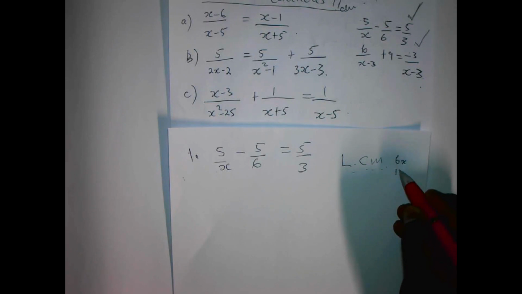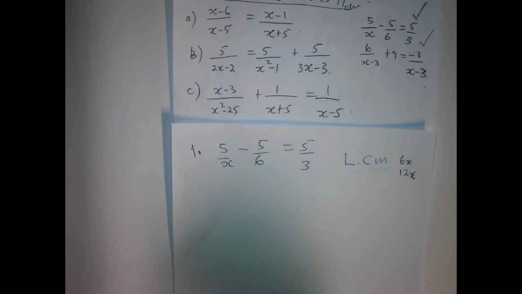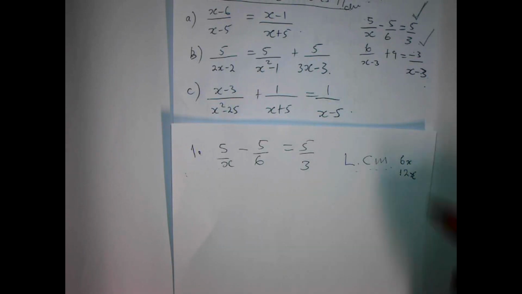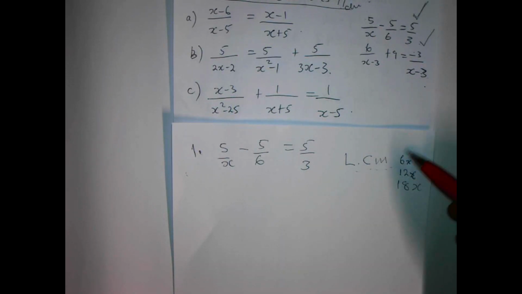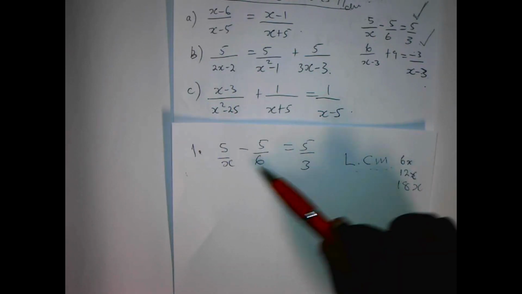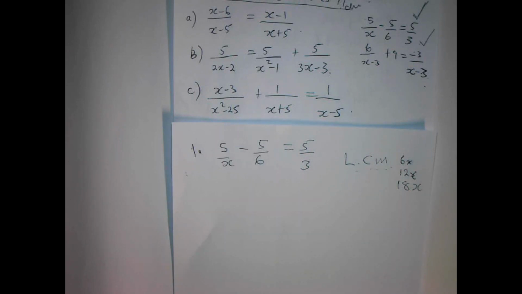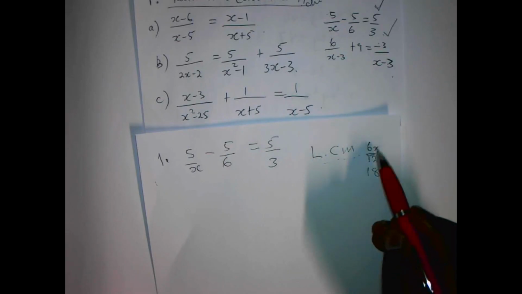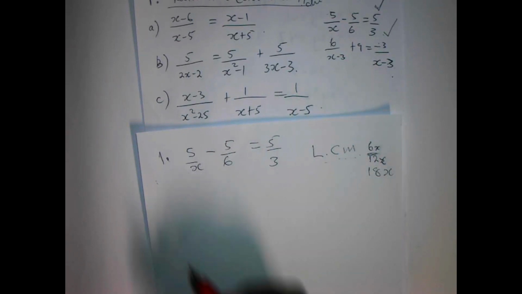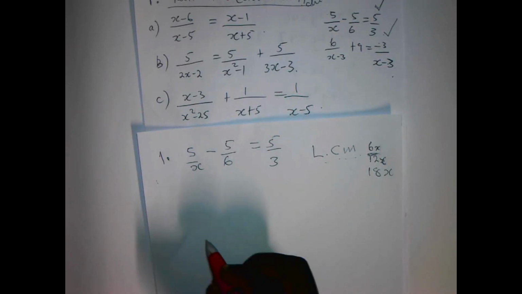We also have the 12x. It is a common multiple, but it's not lowest because it comes after 6x. We can also have 18x. All these are divided by the terms on the denominator, but they are not lowest. So we will divide by this one. We will multiply throughout by this one. So let's demonstrate how to solve this.